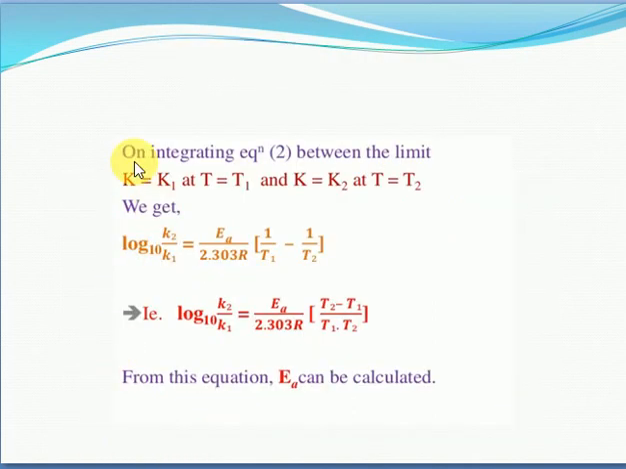Look at the equation now. On integration of both sides, K is equal to K1 when T is equal to T1, and K is equal to K2 when T is equal to T2. Log K2 by K1 is equal to EA by 2.303 into 1 by T1 minus 1 by T2, which is EA by 2.303 into T2 minus T1 by T1 T2. From this equation, activation energy can be calculated.